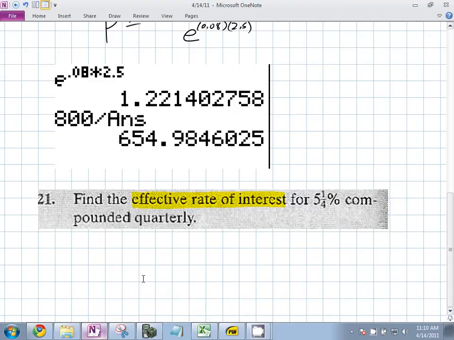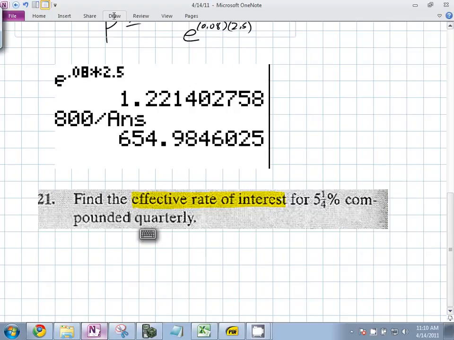What's the way we're going to compare loans? With the effective interest rate. The question essentially states, if you have such and such a situation, the effective interest rate is what is the interest rate if you were just going to take the interest once. So for example, 5.25%, we're compounding it what on this one? Quarterly. We're compounding it quarterly.